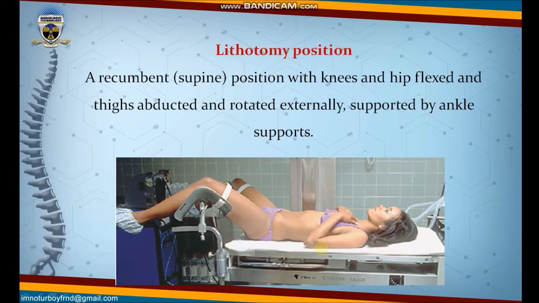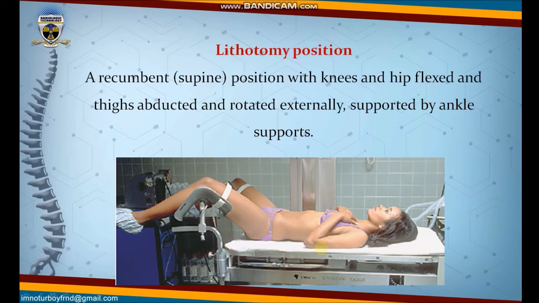Next, we have the lithotomy position, a recumbent position with knees and hips flexed, thighs abducted and rotated externally, supported by ankle supports. Most commonly, in the hospital setting, this position is used in the OB department, in which this is the position for childbirth.